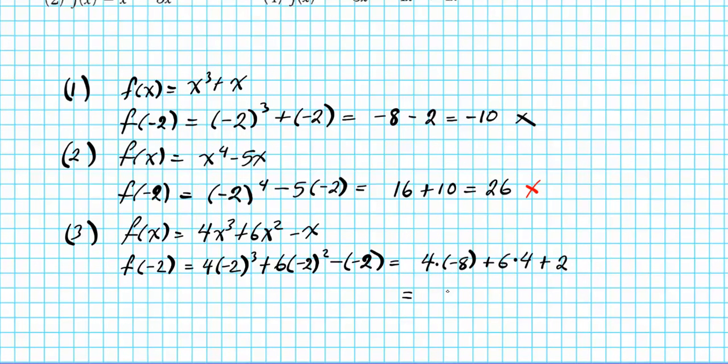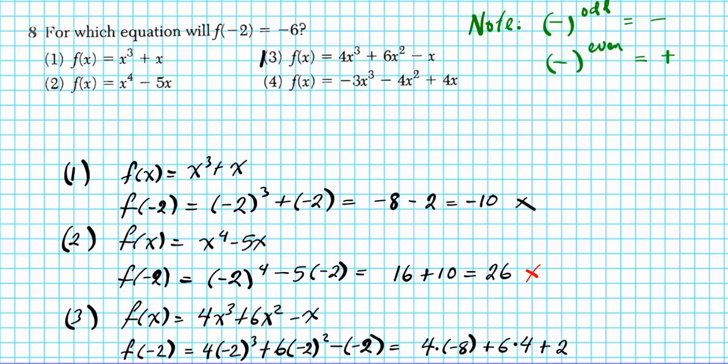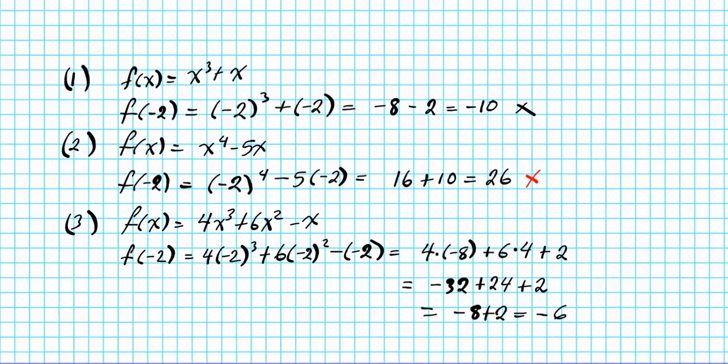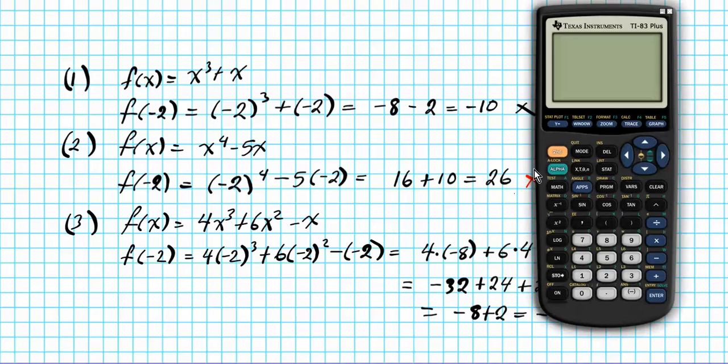We have 4 times negative 8 is negative 32, plus 24, plus 2. Okay? And then negative 32 plus 24 is going to give us negative 8, plus 2, which equals negative 6. And that's the answer that we want. The correct answer is option number 3. Okay, so if you're pretty good with your arithmetic and quick mental computation, it'll be much faster for you to do it by hand. Now let me go ahead and show you how to do this with your calculator.